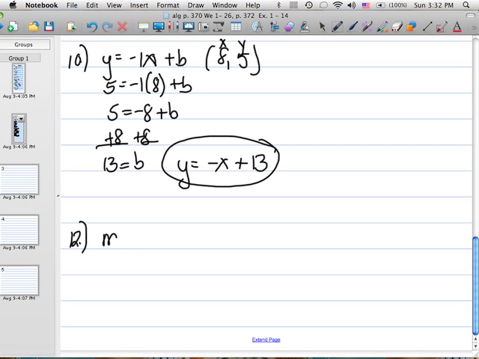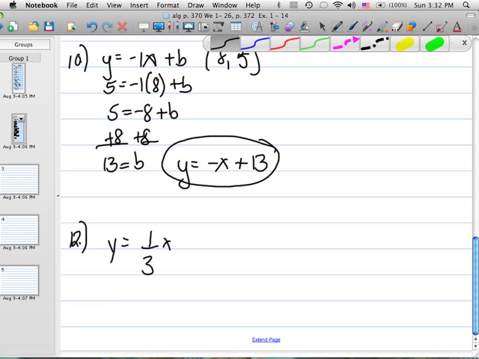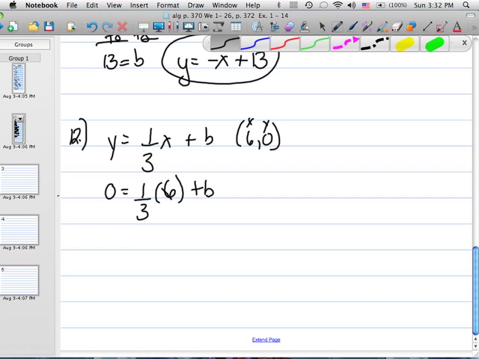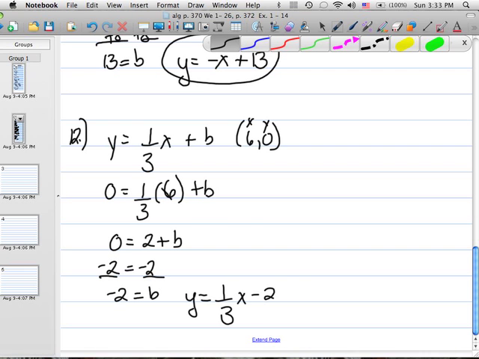Problem number 12, the slope is 1/3, y equals 1/3 x, passes through the point 6, 0. So we're going to use x as 6 and y is 0. So 0 equals 1/3 times 6 plus b. 1/3 of 6 is 2. Subtract 2, and our intercept is negative 2. So our equation is y equals 1/3 x minus 2.